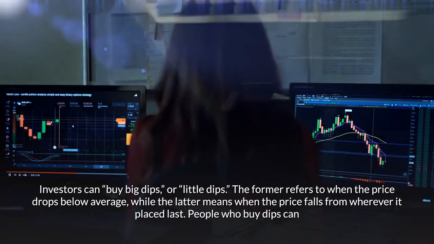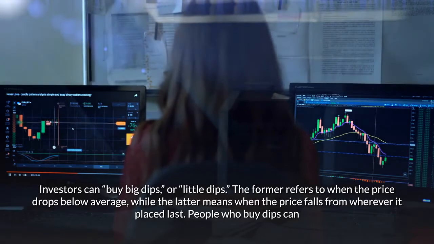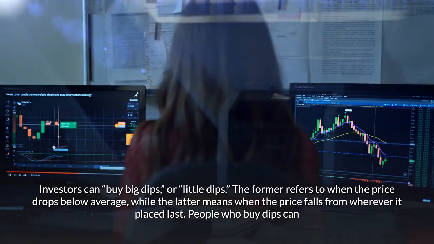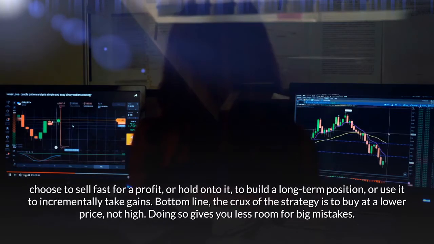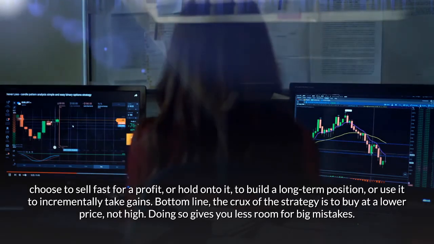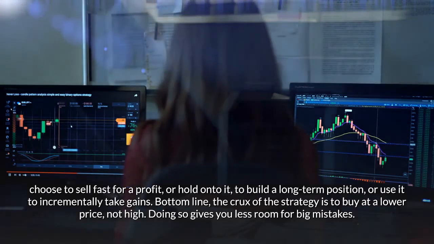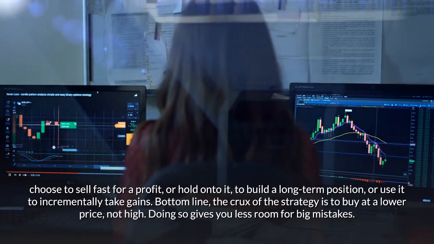Investors can buy big dips, or little dips. The former refers to when the price drops below average, while the latter means when the price falls from wherever it placed last. People who buy dips can choose to sell fast for a profit, or hold onto it, to build a long-term position, or use it to incrementally take gains. Bottom line, the crux of the strategy is to buy at a lower price, not high. Doing so gives you less room for big mistakes.